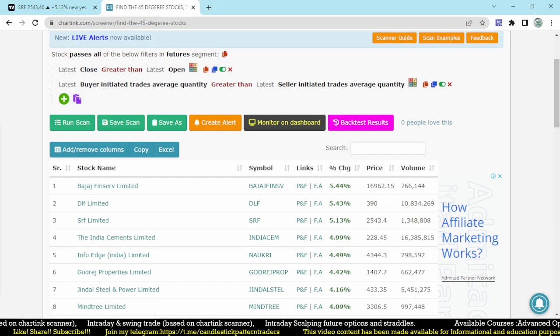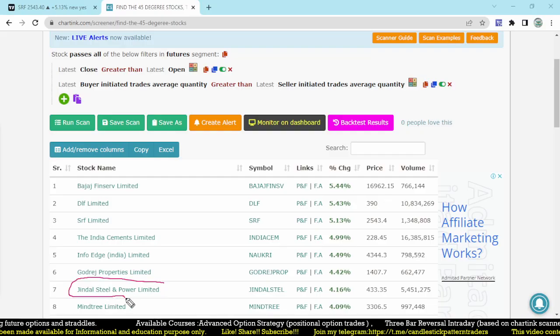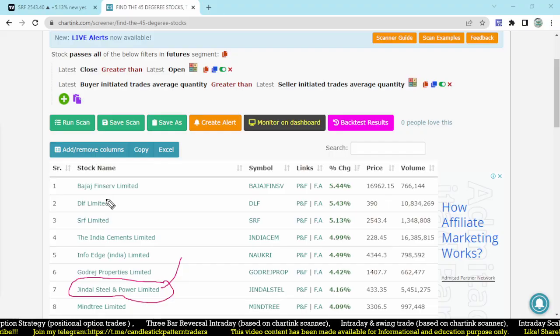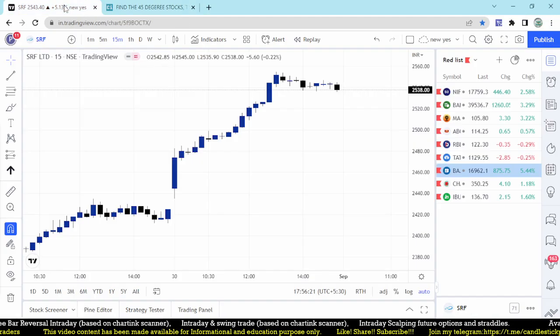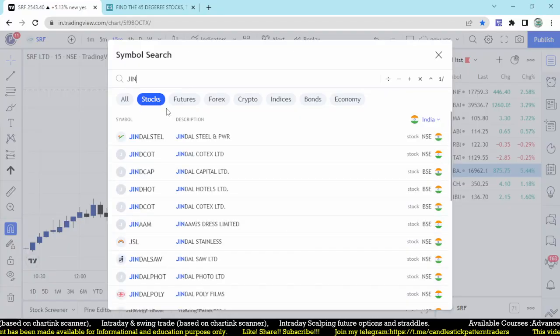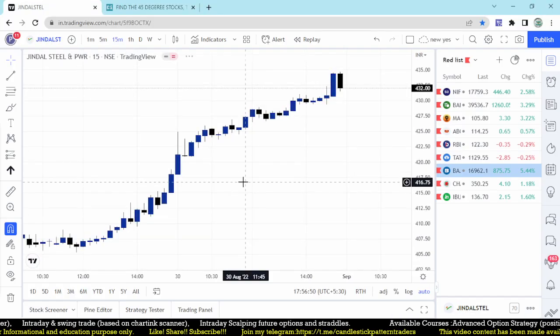Maybe the same stock we can focus on tomorrow also, because today it is moving and bullish. So let's say a few days back, I think I saw Jindal Steel on this list. I think in one video I made, I found this Jindal Steel happening in this scanner at about 45 degrees. So let's check what happened in Jindal Steel. You can focus on the stock for tomorrow also.